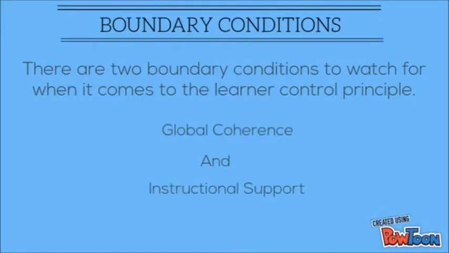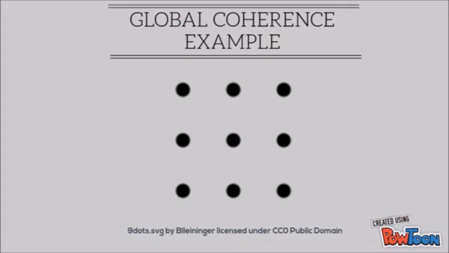The first, global coherence, is harder to achieve with learner control than in system-controlled environments because of the multiple entry points in which the learner can access the materials. Novice learners should have fewer options since you have to connect the dots from one piece of learning to get a better understanding for the next piece.